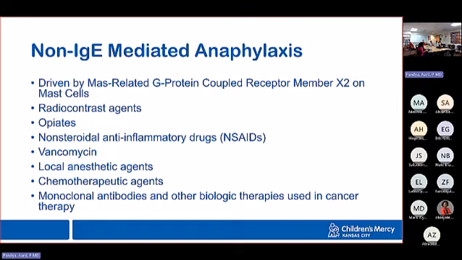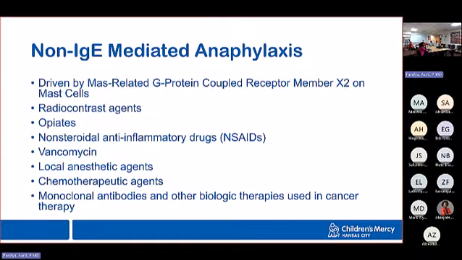So that concludes our discussion on IgE and immediate reactions and evaluation of those. We're going to transition a little bit to non-IgE mediated reactions that can induce anaphylaxis. I should say we're still talking about immediate reactions, but a different mechanism here.